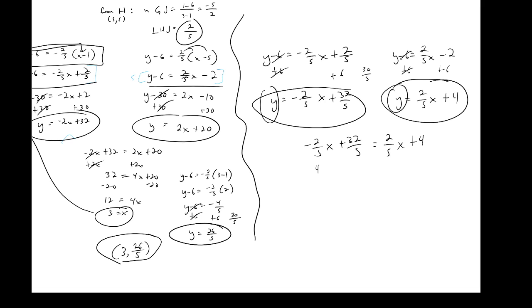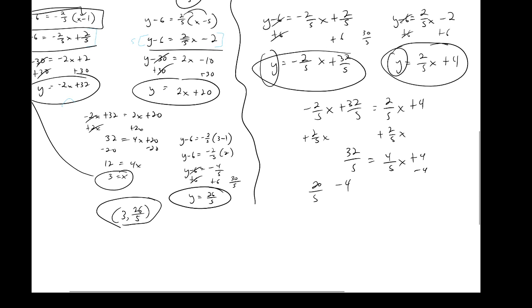Add 2/5 x to both sides. So I have 32/5 is equal to 4/5 x plus 4. I'm going to subtract 4 from both sides. And 4 in fifths is 20/5, right? So then I'm going to wind up with 12/5 is equal to 4/5 x. And of course, I'm going to multiply by 5/4 on both sides. And then I have 12 divided by 4, which is 3. So that gives me my x.